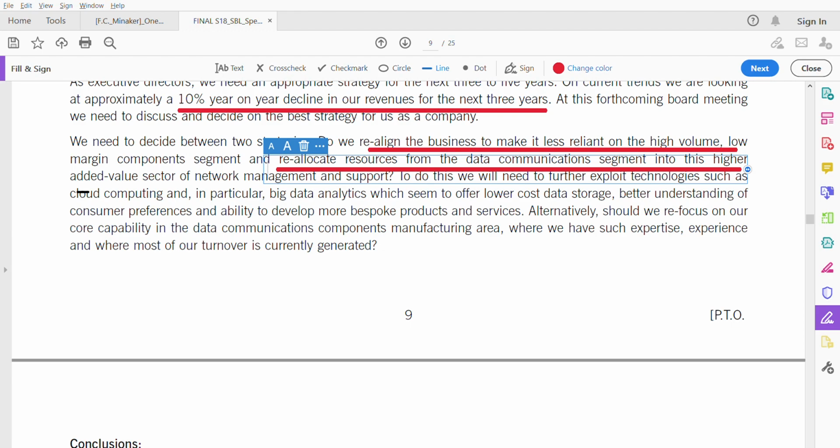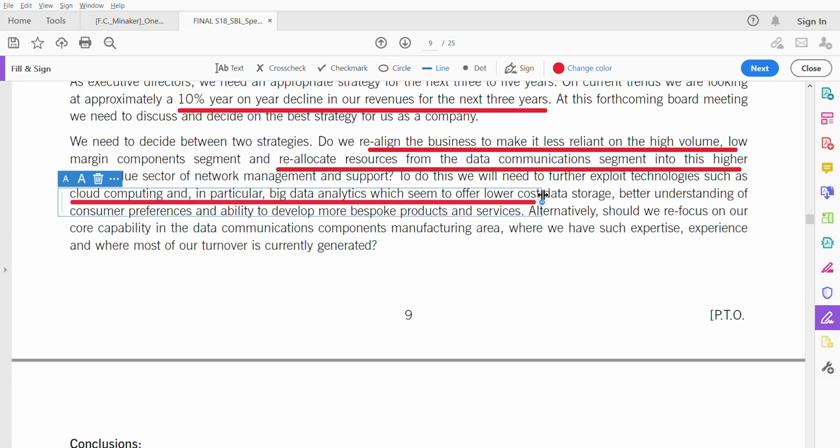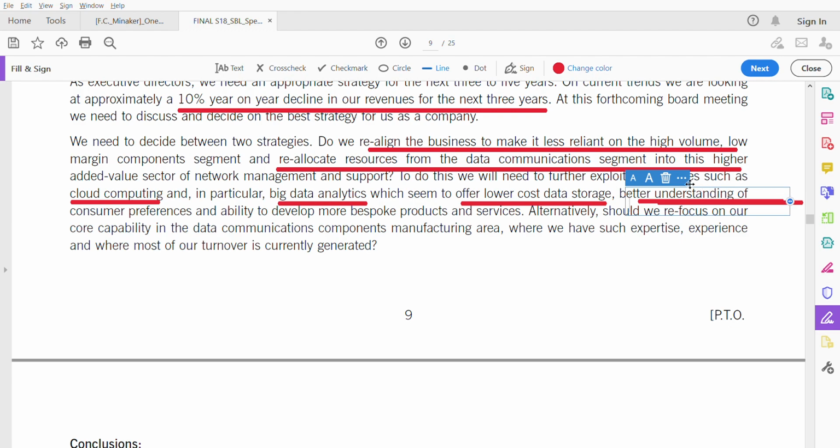So cloud computing and big data analytics, the advantages are, what are the advantages? I think you have to make a presentation or something like that. One of the requirements asked. Low cost storage, better understanding of customer preferences and ability to develop more bespoke products and services. All these are possible because of big data and cloud computing.